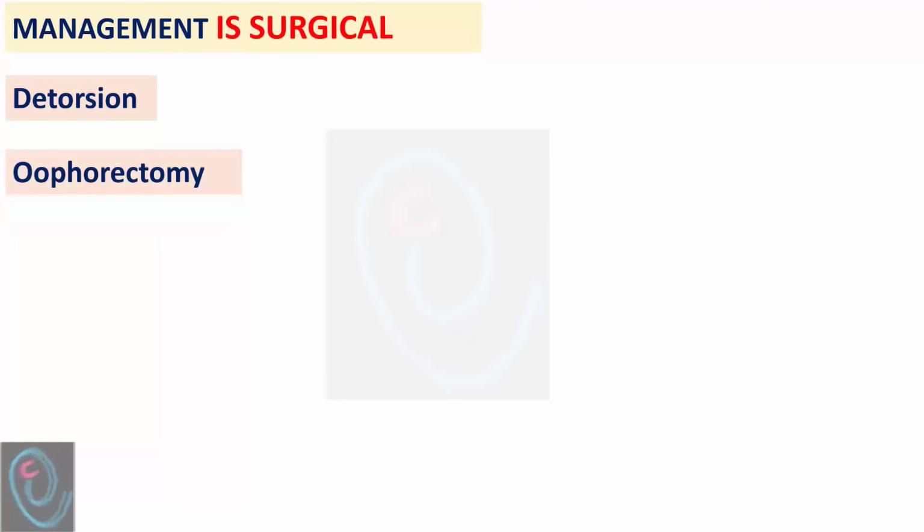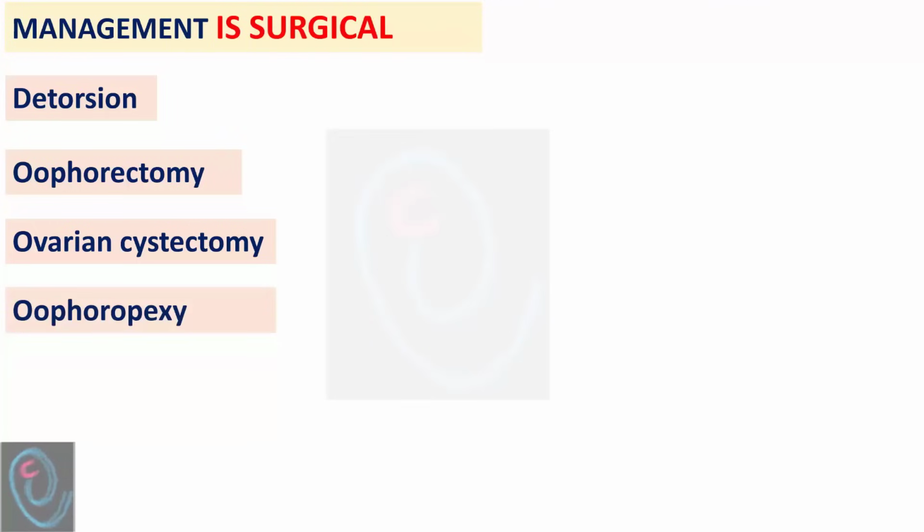Management of ovarian torsion is surgical. During surgery, what is the preferred option? Detorsion versus oophorectomy. How would you manage an ovarian cyst? What is the role of oophoropexy? In addition, I will discuss certain precautions in adolescents and pregnant women.